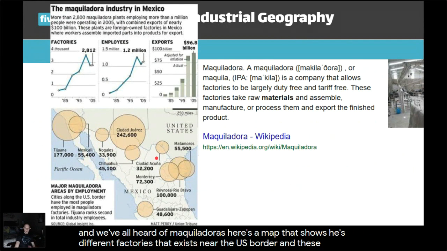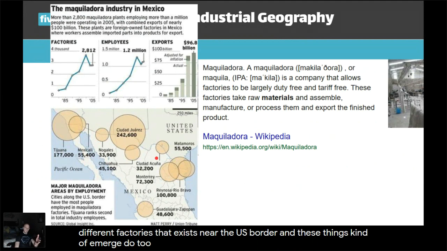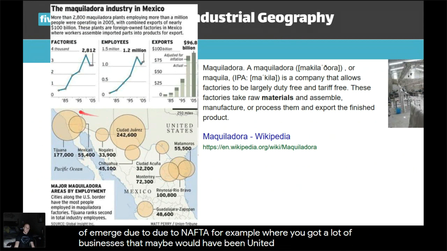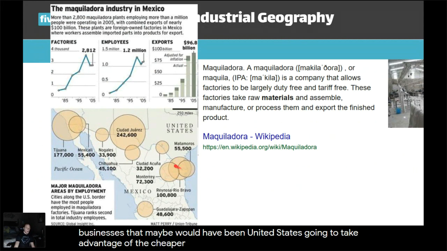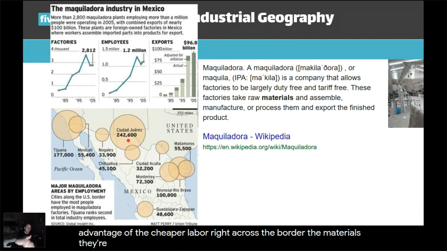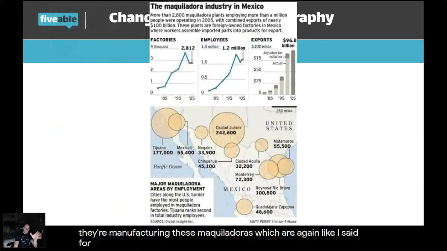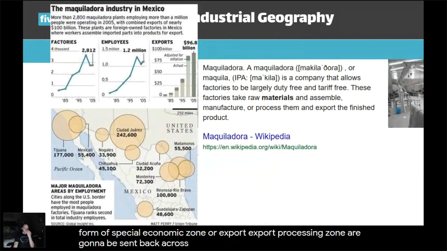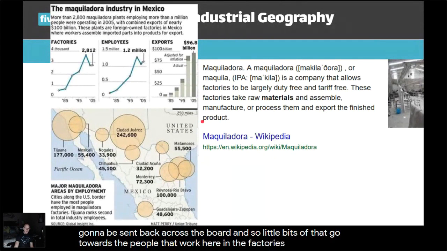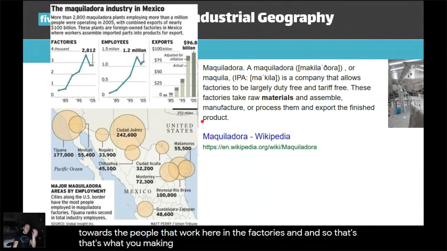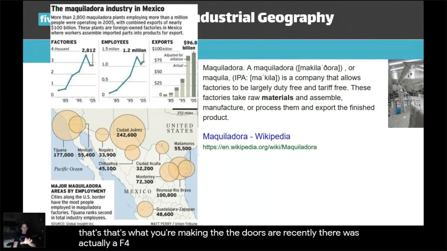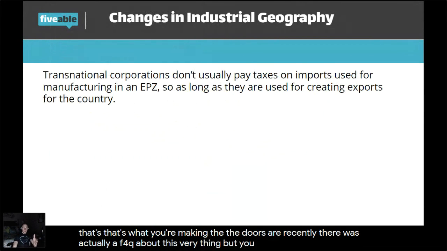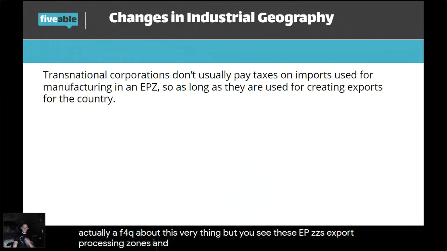And these things kind of emerged due to NAFTA, for example. Where you got a lot of businesses that maybe would have been in the United States going to take advantage of the cheaper labor right across the border. The materials they're manufacturing in these maquiladoras, which are, again, like I said, a form of special economic zone or export processing zone, are going to be sent back across the border and sold. And the benefits of that go towards the people that work here in the factories. And so that's what your maquiladoras are. Recently, there was actually a FRQ about this very thing. But you see these EPZs, these export processing zones, in other countries as well.